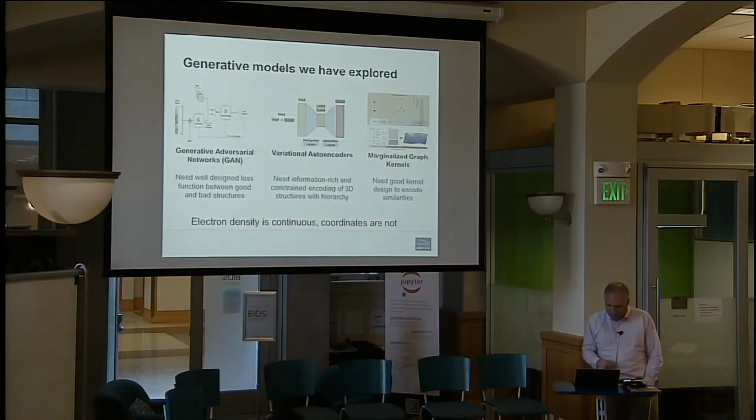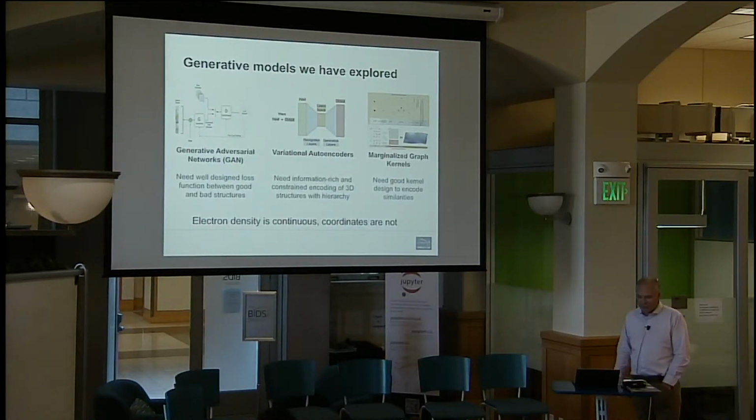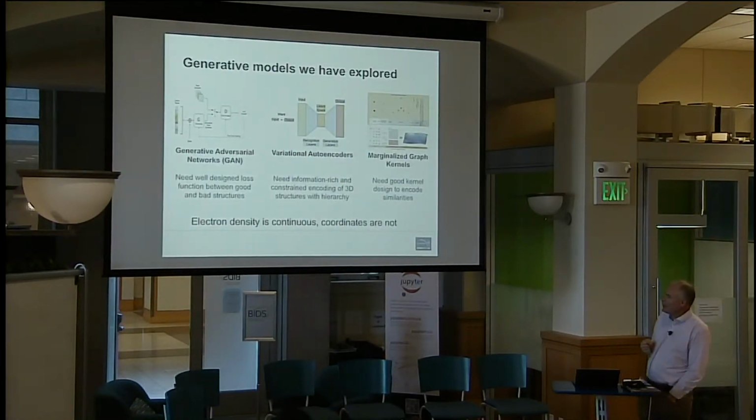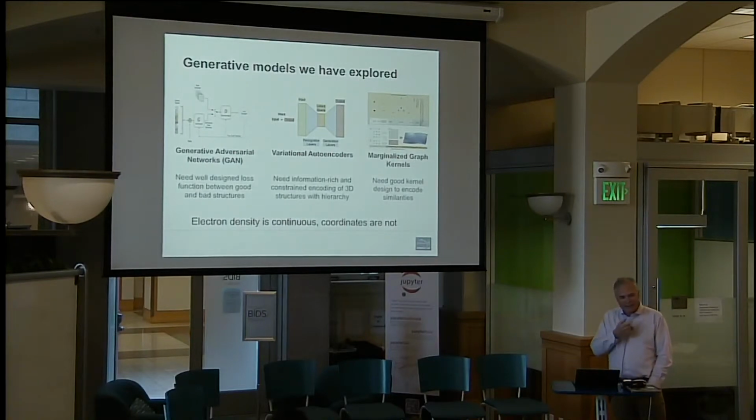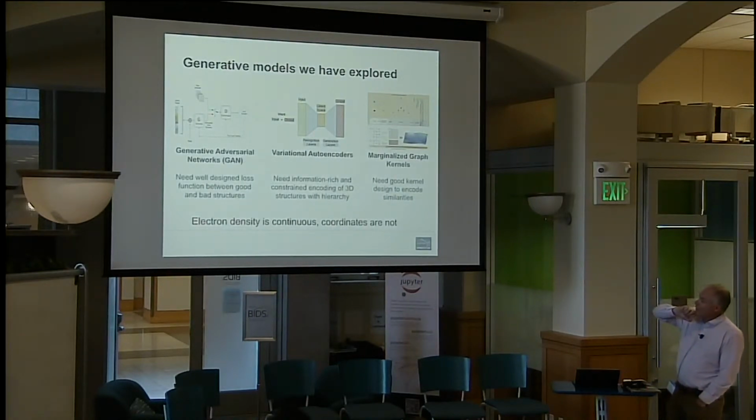So some of the things that we've done, in exploring generative models, we've done the GANs that you've heard about already. Our biggest challenge with GANs is to find a very good way to design a loss function. So how do you know if something is bad? And once you start to do that, you effectively realize that you pretty much have to encode all the physics, and that defeats the purpose. So the two that we have been focusing on a lot more are variational autoencoders and marginalized graph kernels, and I'll show a few slides on that.